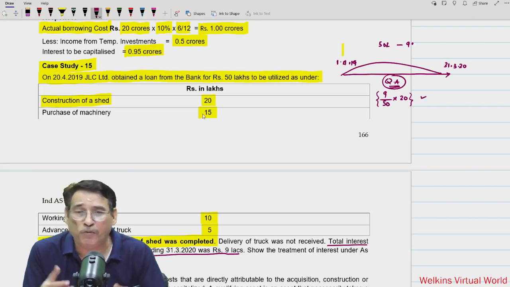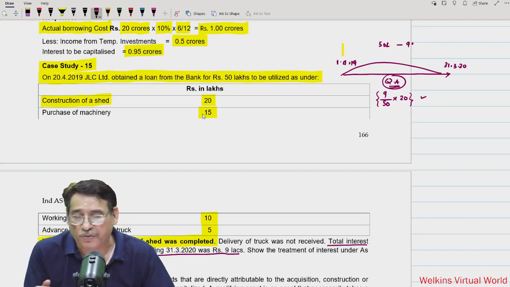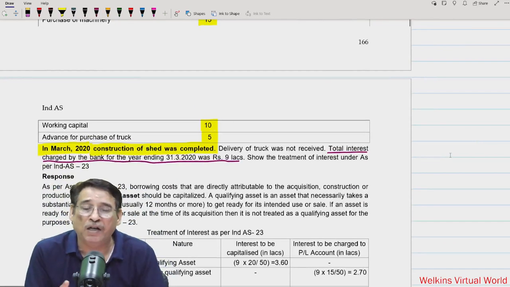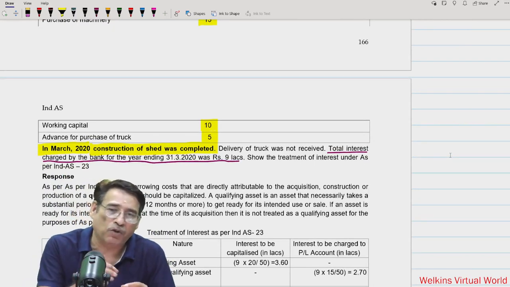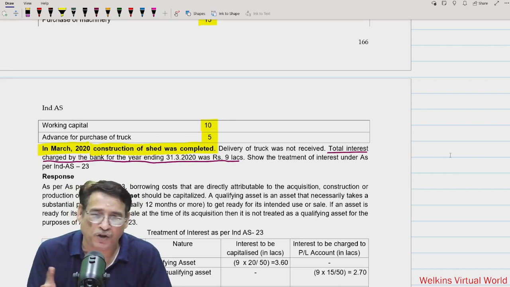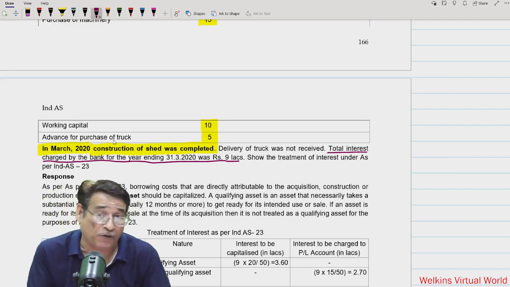However, when I purchase the machinery, the machinery is already ready to use, so it is not a qualifying asset. Similarly, working capital is not an asset. It is not a fixed asset. It is a sort of current item. And with respect to current assets or current liabilities, borrowing cost will not come into play. Correct? Similarly, advance for purchase of truck.